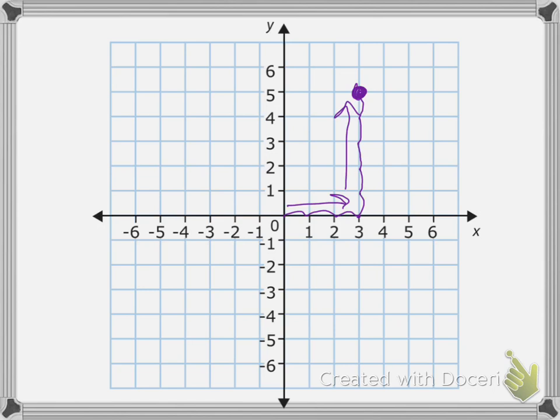Now I will write directions to show how I got to this place. So since I moved 3 over and 5 up, I would write this out. (3, 5). This is called an ordered pair. And an ordered pair tells me how far to move.